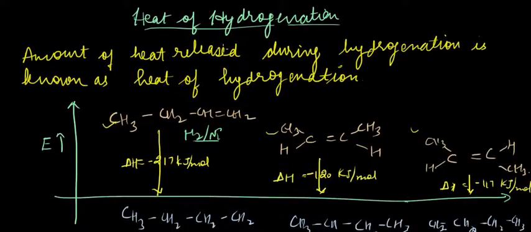hydrogenation. Heat of hydrogenation is nothing but the amount of heat released during hydrogenation of the compound. If we draw an energy level graph of all these compounds, then you can see it is an experimentally proven fact that the amount of heat released when we hydrogenate this compound is 217, for this is 120, and for this is 117.